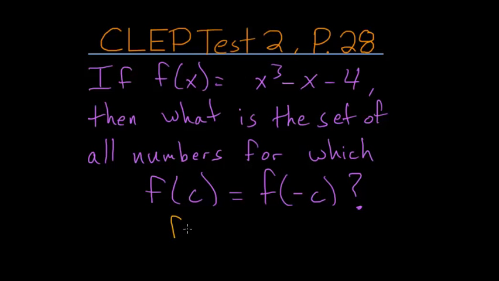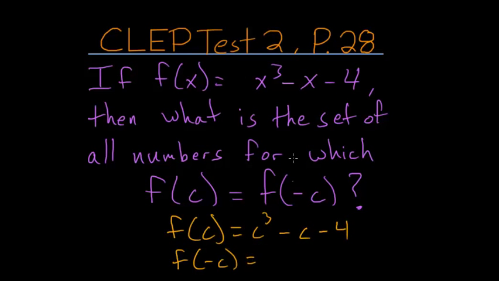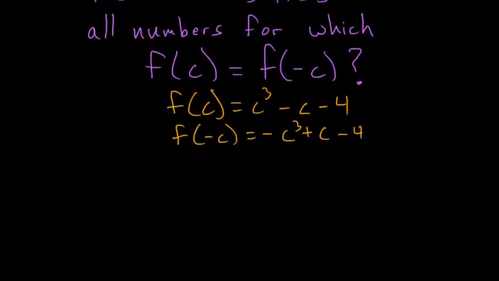So let's first start. f of c is simply c to the third power minus c minus 4, and f of minus c is just minus c cubed, and then we have minus negative c, or plus c, minus 4. And now we can set both of these equal to each other so that we have c cubed minus c minus 4 is equal to minus c cubed plus c minus 4.